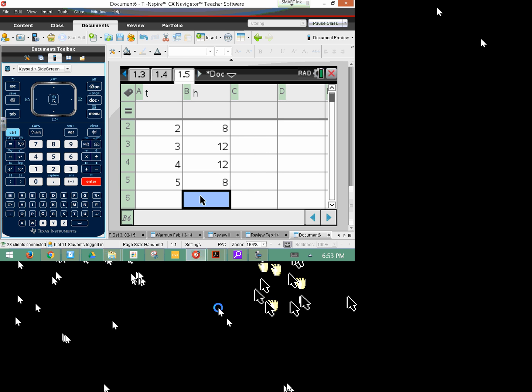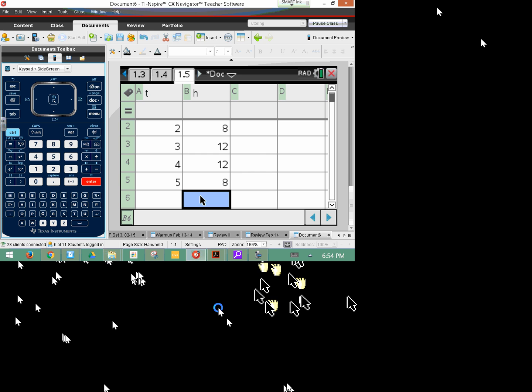Okay. Now, unless something miraculously happened, it looks funny. It looks like it went up in the air, stayed at 12 for a whole second, and didn't come down. We know that didn't happen. But let's see what it actually looks like.